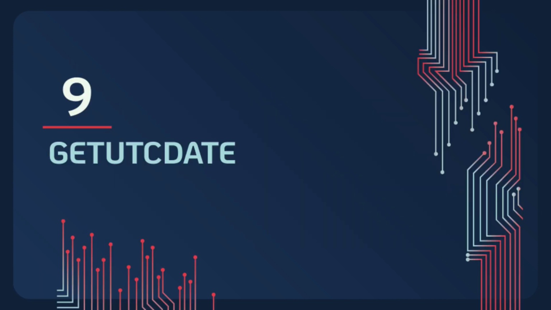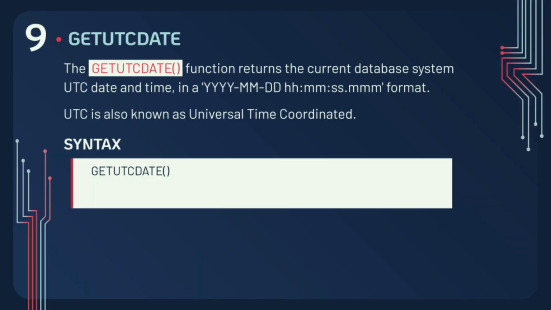And next, let's head on to the GETUTCDATE. Now, the GETUTCDATE function returns the current database system UTC date and time in a year, month, day, hour, minute, second, millisecond format. So UTC is also known as Universal Time Coordinated. The GETUTCDATE function is another form of the GETDATE function, although on this function, the date and time received upon execution will be the date and time from the standard UTC.